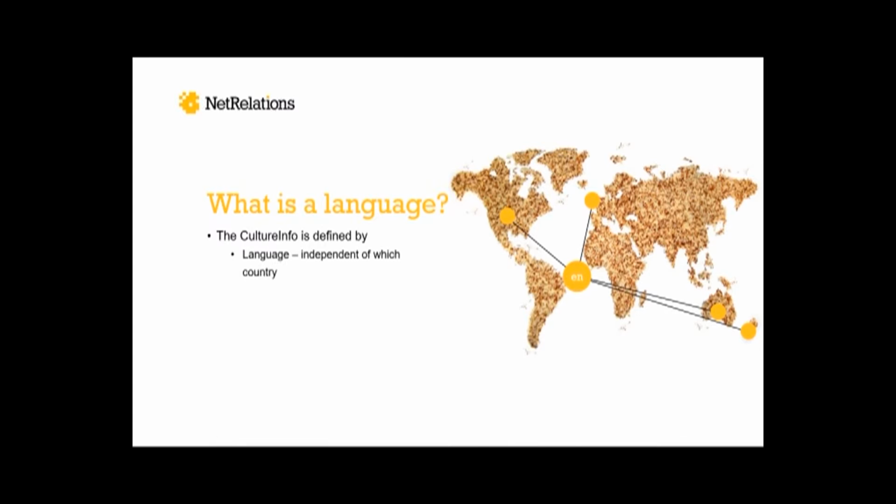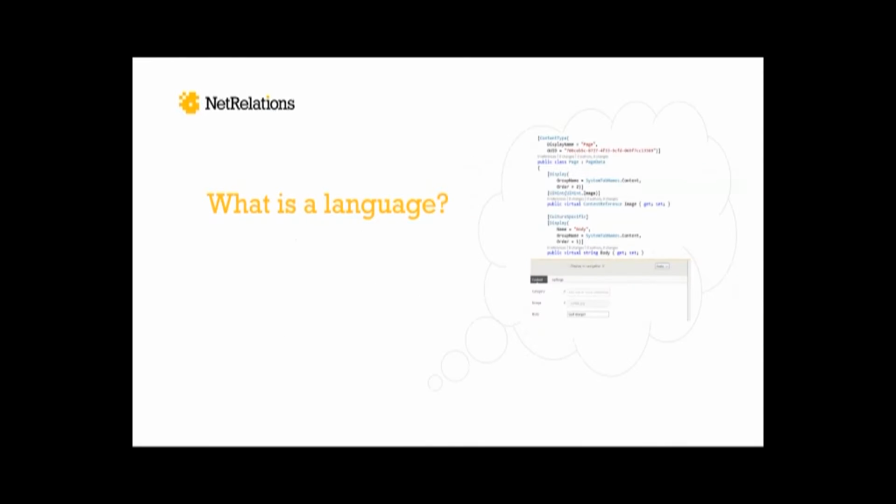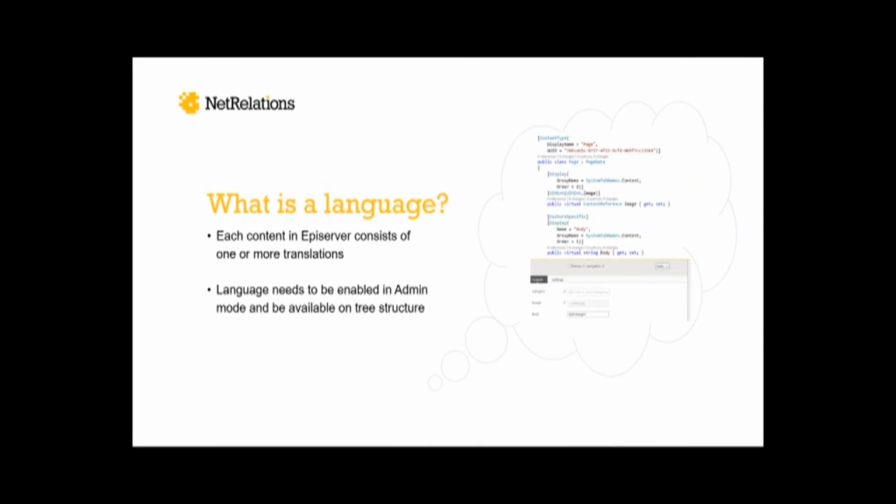So for example, English that you can find in the United States, in UK, Australia or New Zealand. Well, all of these countries speak English, but they have different currencies and they have different ways to format the time. So you need to add the culture as well. So for example, you could have American English, British English, Australian English, or New Zealand English.